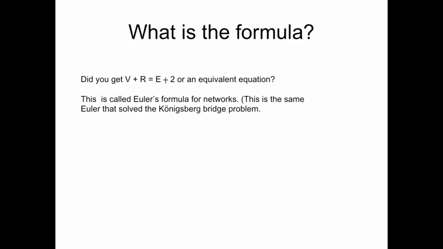You probably got something like V plus R equals E plus 2, or its equivalent. You could have V plus R minus E is equal to 2, or something else. This is called Euler's formula for networks. He was the one that discovered it, this same Euler that solved the Königsberg bridge problem. Quite interesting. Well, there you have it on networks. In the homework, we'll give you a little bit more information, but that's enough for right now.